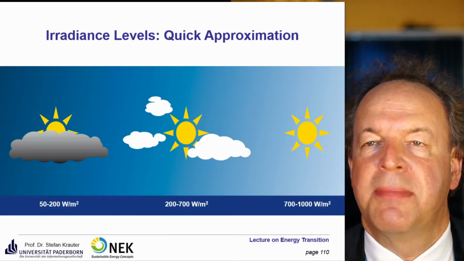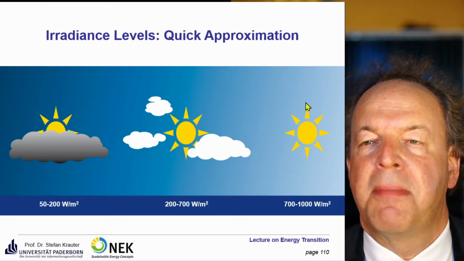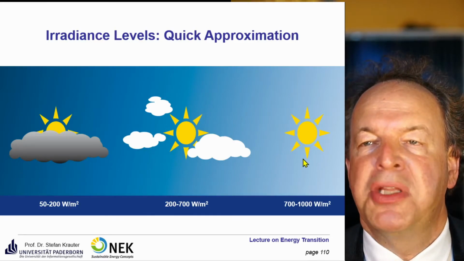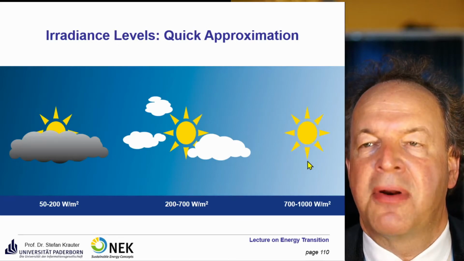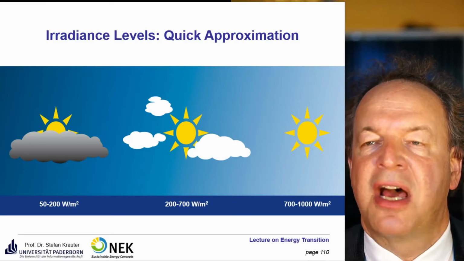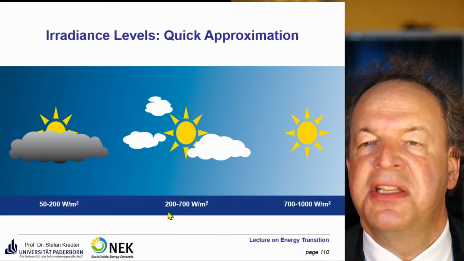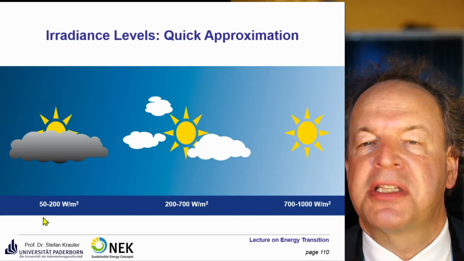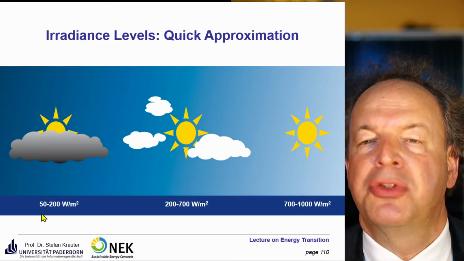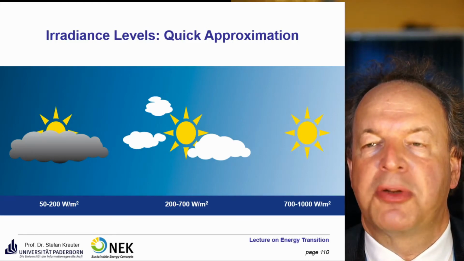To give you some quick estimations of the irradiance levels, if you have clear sky, on the right side here, it's a maximum in Germany of 1000 watt per square meter if you have a very, very clear sky in the summer at midday. If you're not in summer and you still have a very clear sky and a lot of irradiance, it's in the vicinity of 700 to 800 watt per square meter. If there are some light clouds, the irradiance is in the vicinity of 200 to 700 watt per square meter. At really clouded sky, the irradiance can go down to 50 watt per square meter. If it's lightly clouded, to 200 watt per square meter.